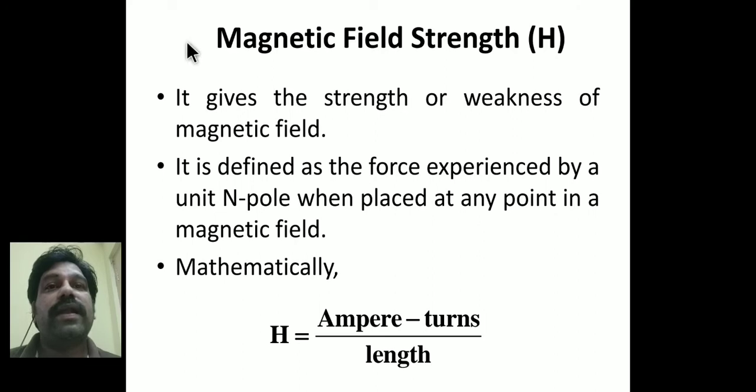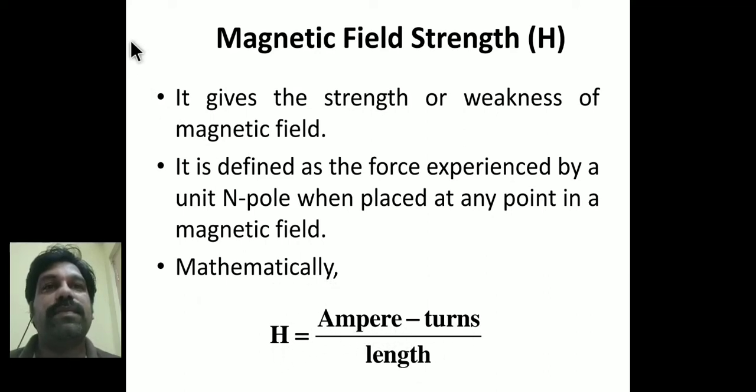Now the magnetic field strength, its symbol is H. It is given as the strength or weakness of the magnetic field. The name itself indicates it gives the strength of the magnetic field. That means whether the magnetic field is stronger or weaker can be defined using this index called magnetic field strength. It is defined as the force experienced by a unit north pole when placed at any point in the magnetic field. Mathematically, H can be defined as ampere turns by length.